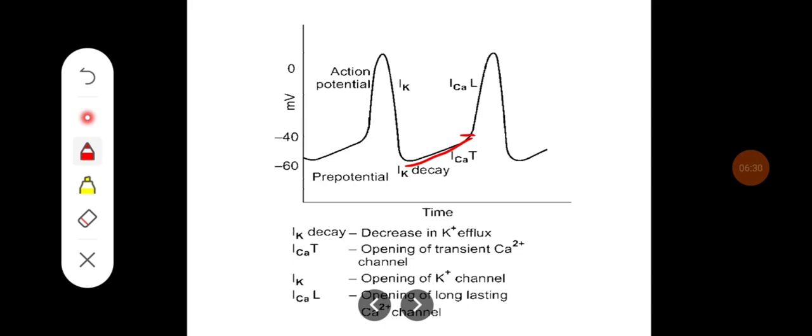In the initial part, it is because of the delay in the closure of the potassium channels. Then the transient calcium channel causes the entry of calcium, and then there will be development of the threshold, which leads to the opening of the long acting calcium channels, that leads to the depolarization, and the repolarization is caused by potassium efflux.